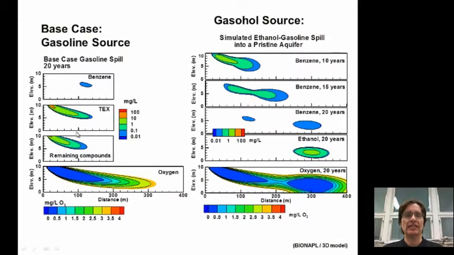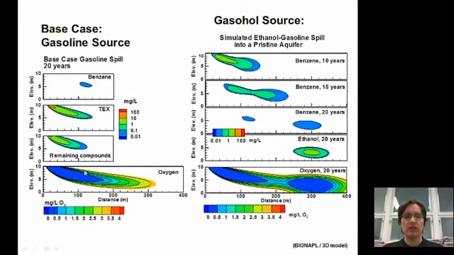Comparing that with exactly the same case, but with ethanol added, we can see after 10, 15, 20 years, now benzene is a bit remaining here, and this is because of the ethanol. This is ethanol after 20 years has consumed more of the oxygen than in just the gasoline alone case. So there's less oxygen available for the benzene to degrade. Now there's more oxygen being depleted here.